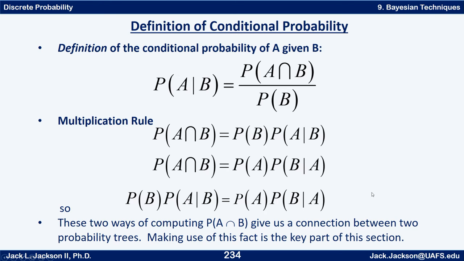These two ways give us a connection between two different probability trees, because one tree will have the probability of B and the probability of A given B in it, and the other tree will have the probability of A and the probability of B given A in it. This key fact is going to allow us to connect the two trees together, and it's the thing that allows us to work through the techniques in this section. This is the key observation, and we're going to leverage it for some good results.